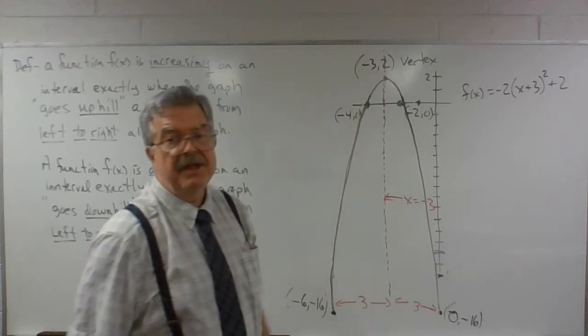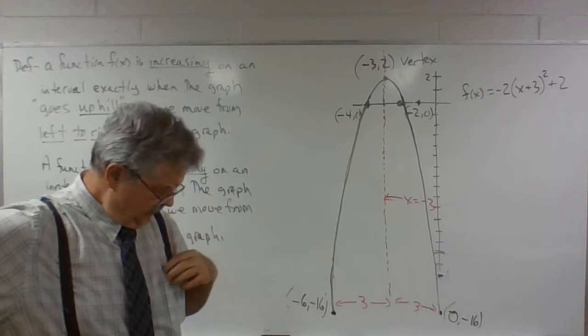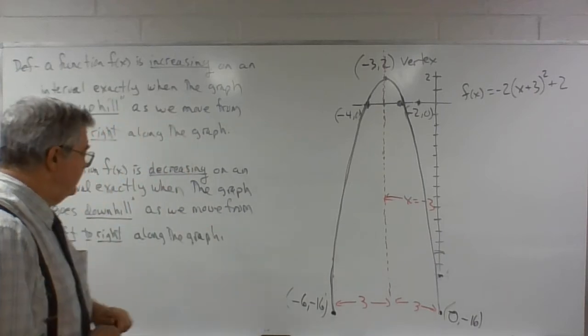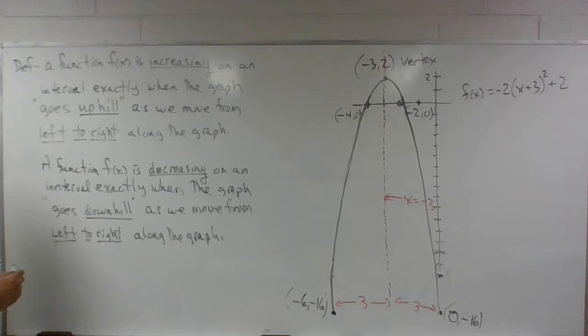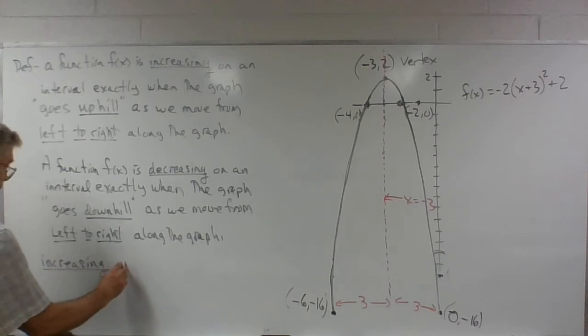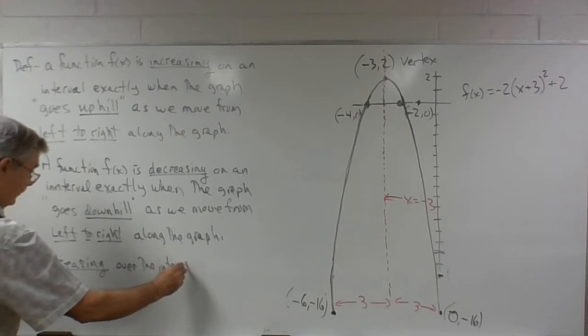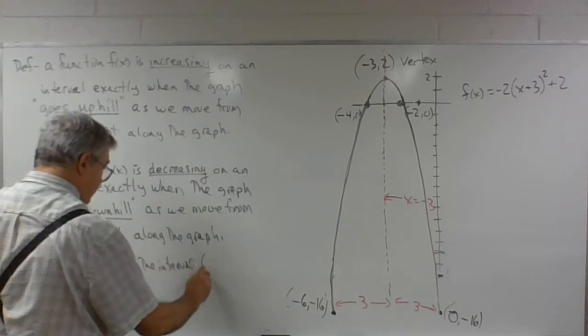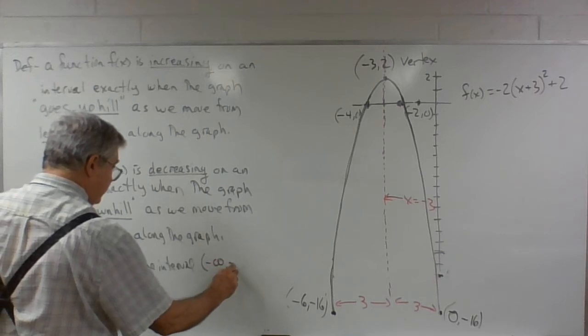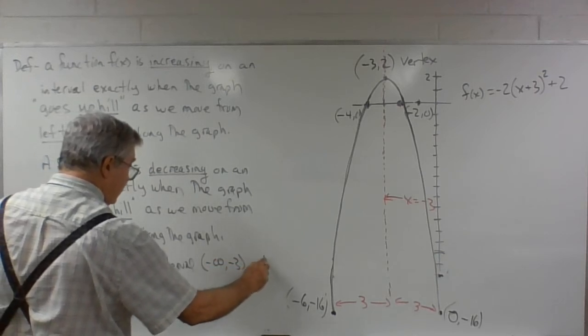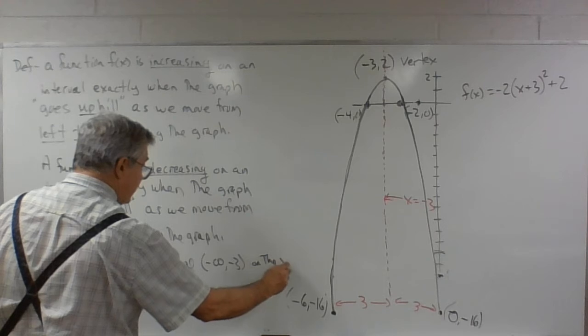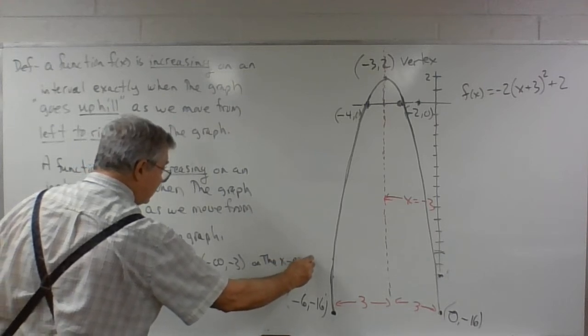So this graph is increasing on the interval negative infinity to -3 on the x-axis. Increasing, and let me say over the interval negative infinity to -3 on the x-axis.